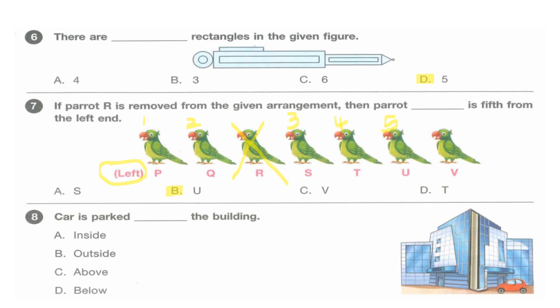Let's move on to the next question. Question number 8. Car is parked dash the building. Look into the figure or the picture given. A inside, B outside, C above, D below. The car is parked outside the building. Hence the answer is option B.